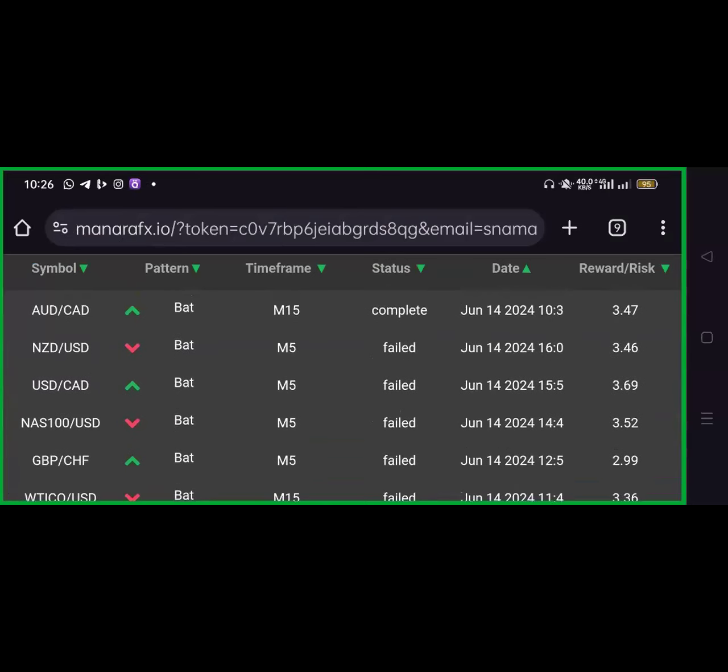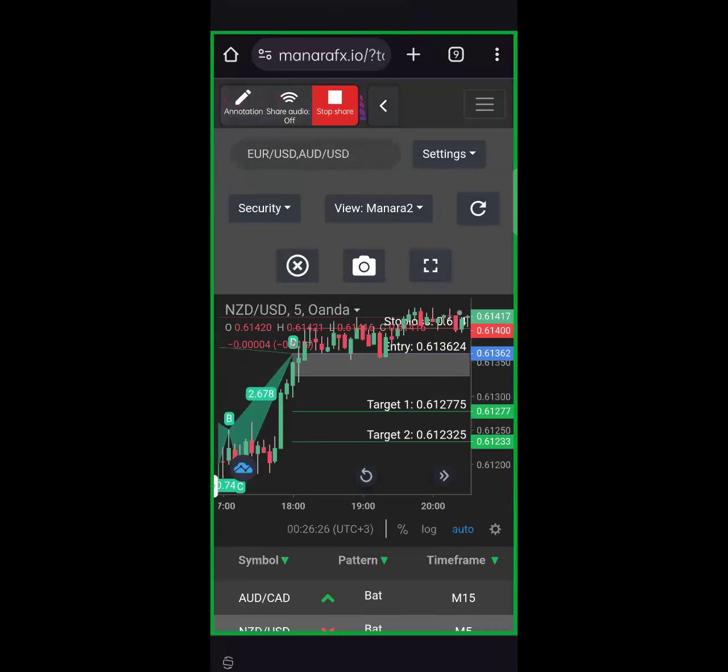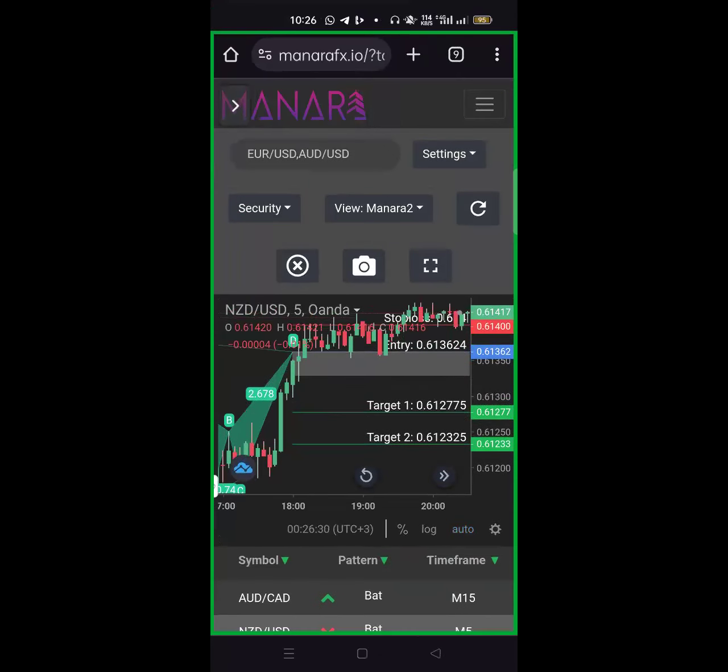So let's look at this one. I'm looking for a recent one. Thank God, this is June 14, right? So let's look at this NZD USD. Now it was a failure according to Manara. So let's look at it. June 14, 1600 is 4 p.m. So let's look for 4 p.m. But before then, let's look at the entries and the stop loss.